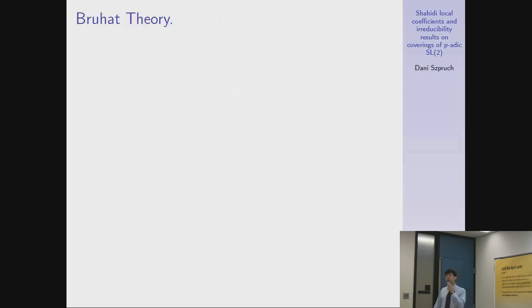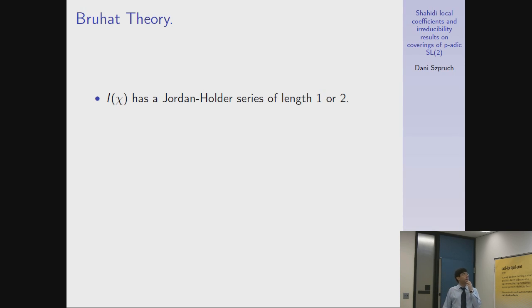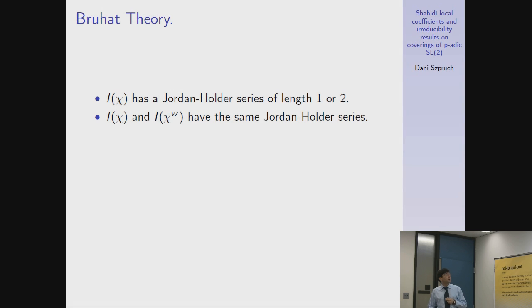Bruhat theory tells us the easier part of the story. First, I(chi) has a Jordan-Hölder series of length 1 or 2. This bound 2 is coming from the fact that the normalizer of the torus has two elements. This may remind some of you of Clifford theory. Second, I(chi) and I(chi^W), if they are conjugated by W, have the same Jordan-Hölder series, and otherwise, unless chi' is equal to chi or chi', is chi^W, they have nothing in common.